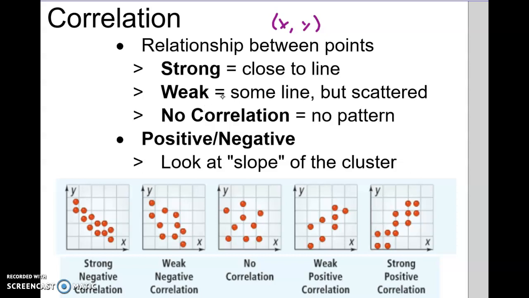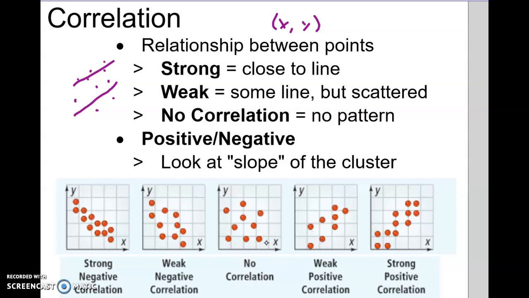Okay, and so if there's a strong relationship, they'll be close to the line. All that means is if we had drawn a line of best fit, the points will be really close to the line. That's a strong one. A weak one, we can still have, say, a positive correlation, but they're farther from the line. And that'd be weak. And then if there is no pattern at all, that's called no correlation. And then the final idea is your correlation can either be positive or negative.